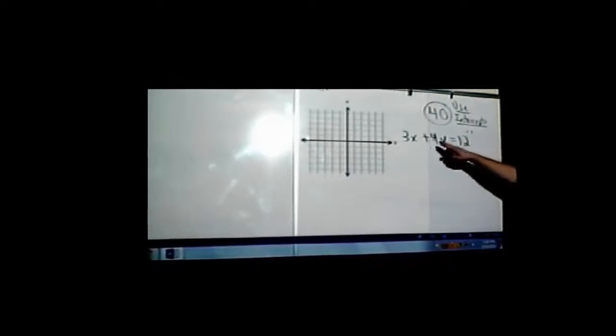Okay, now we're going to talk about graphing. This is number 40 in your review package. This 40 says 3x plus 4y equals 12. It's going to say graph using the intercepts. When they say use the intercepts, that means you can't just graph any points you want. It must be the x-intercept and the y-intercept.